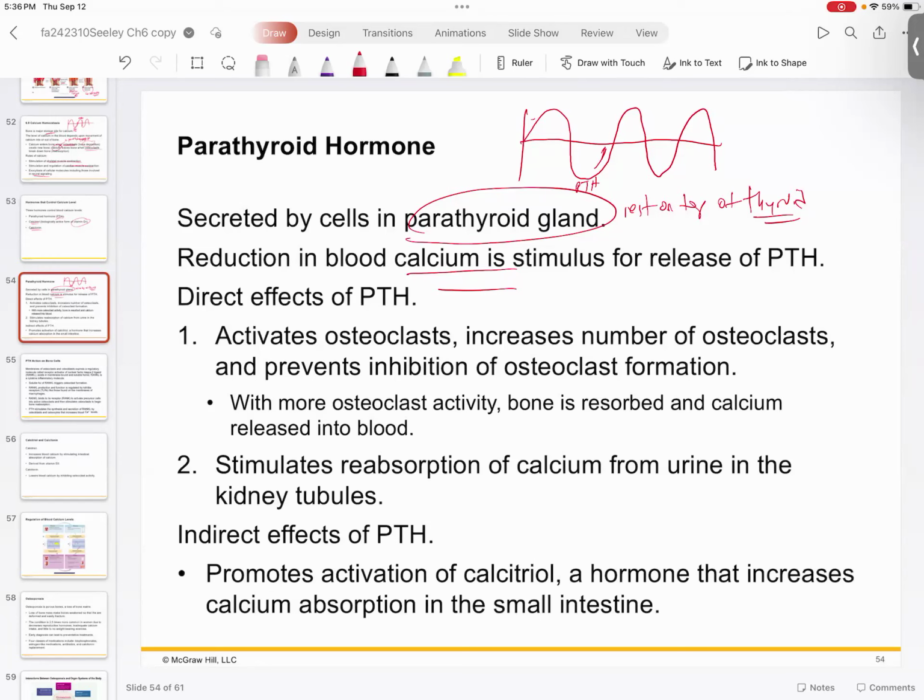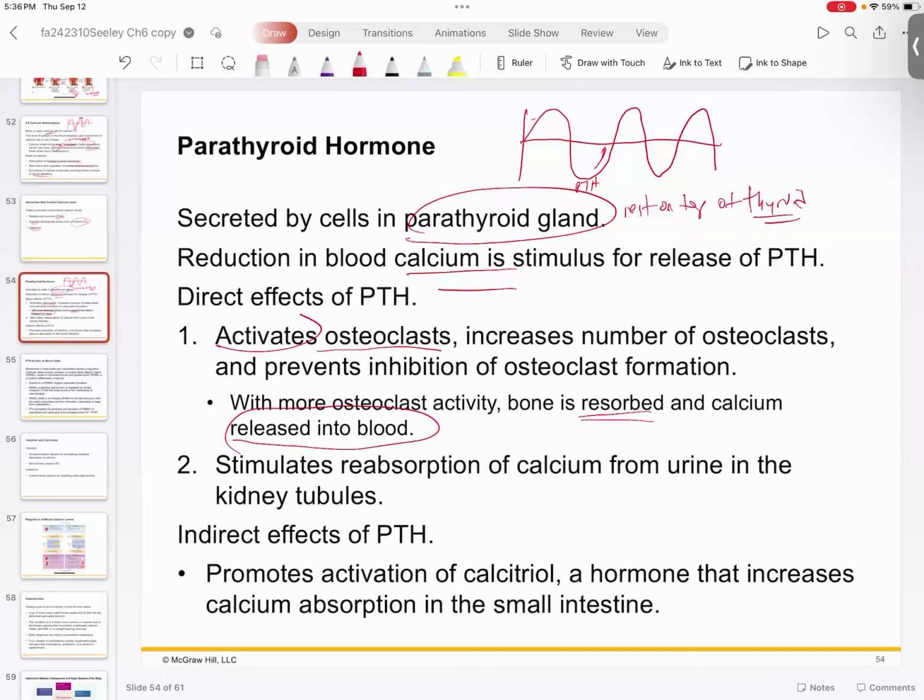Its job is to increase calcium levels in the blood, and it does that by activating osteoclasts. When it does that, the osteoclasts are going to break down bony matrix, and so that's going to resorb that calcium, and the calcium is going to get released into the blood as the osteoclasts break down that bony matrix.